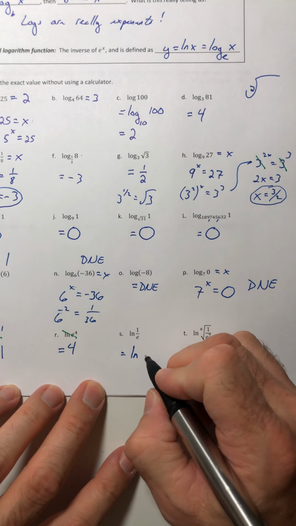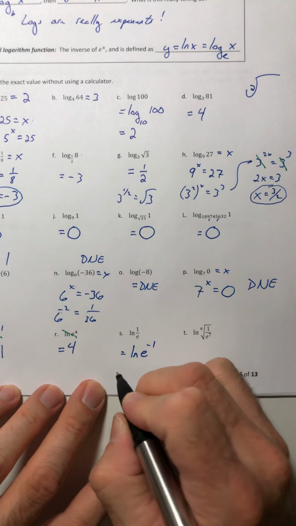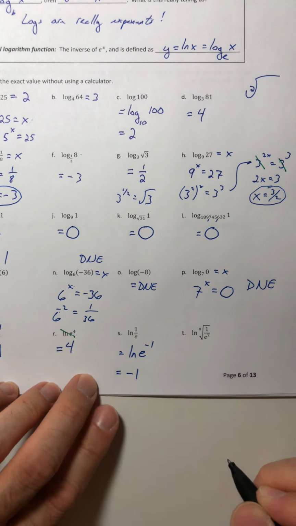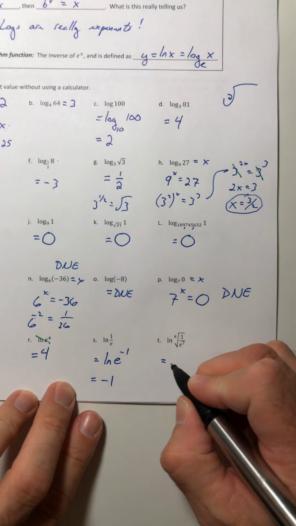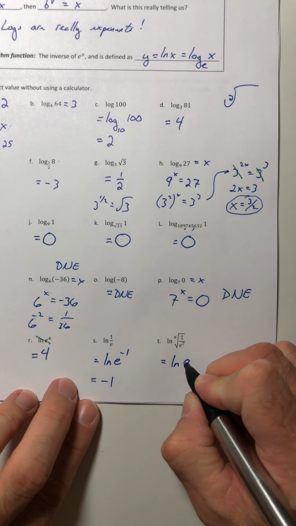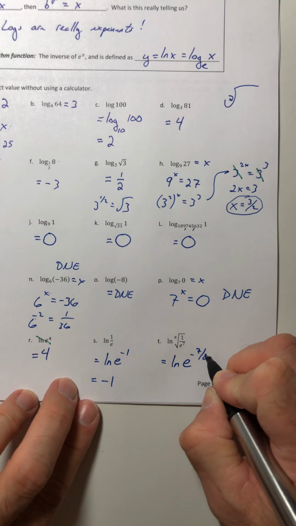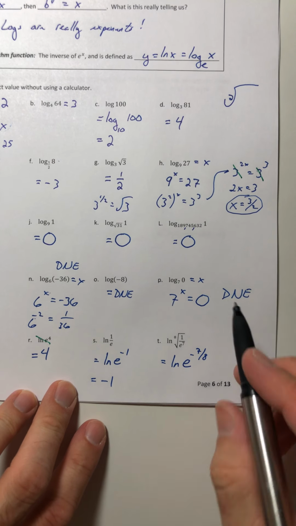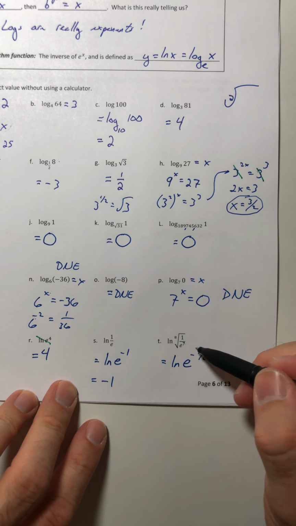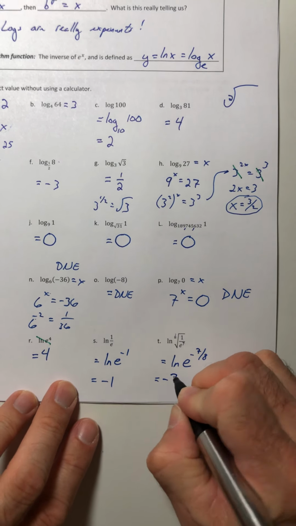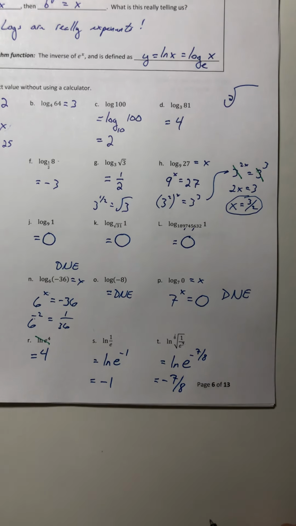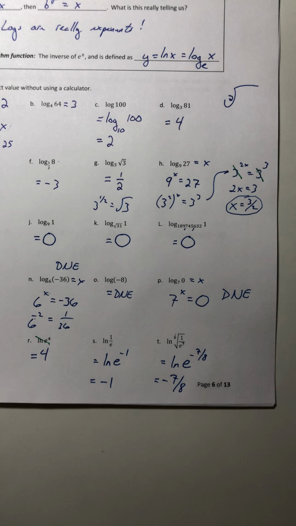So 1 over e is the same thing as e to the negative first. Now they can cancel. The 8th root of 1 over e to the 7th is e to the negative 7 over 8. The exponent on the e is the numerator. The type of radical, that's the denominator. So that gives us negative 7/8. Okay, let's go ahead and pause here, and then we'll get into the graphs of the logarithms.